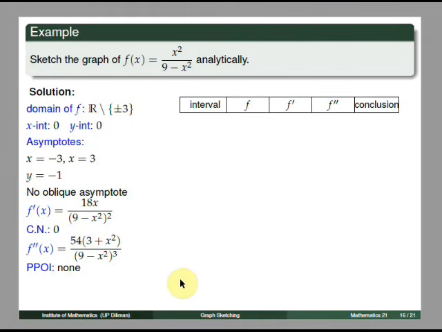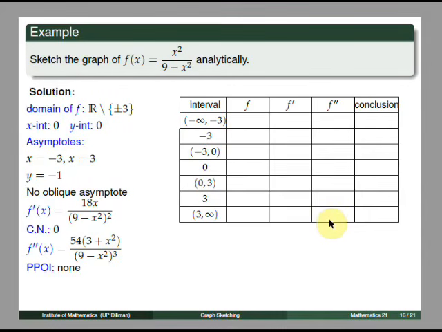Again, we're going to construct only one table for f prime and f double prime, and we will present the table vertically. The intervals will be cut among the critical number, possible points of inflection, and the vertical asymptotes. So here are the intervals. So we cut the interval at negative 3, 0, and 3.